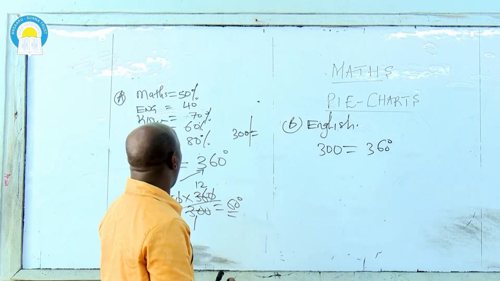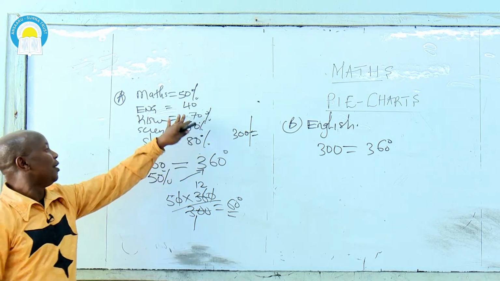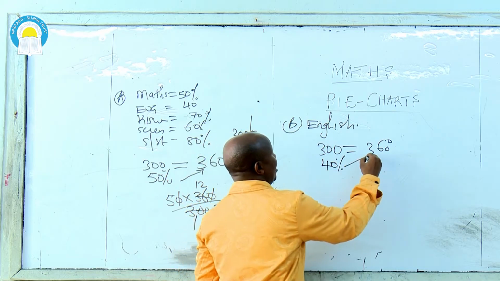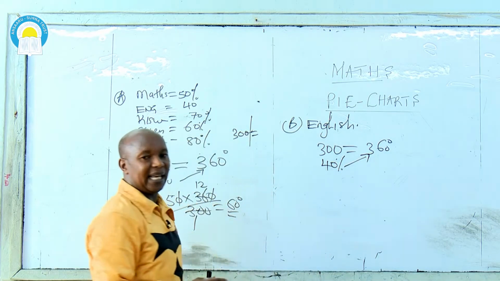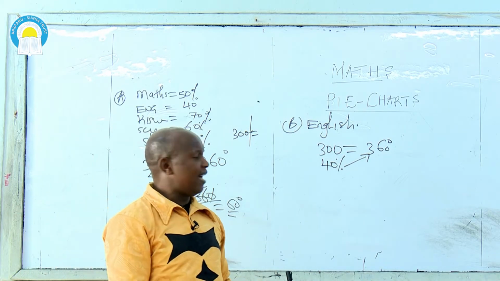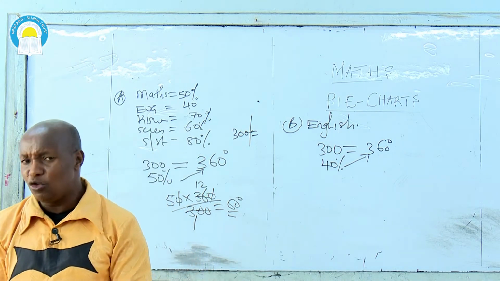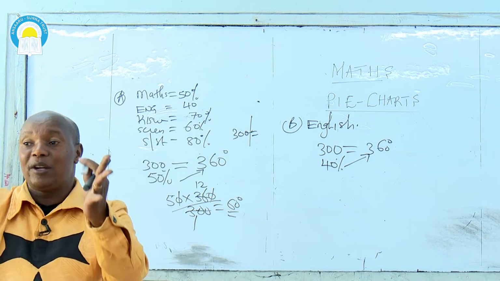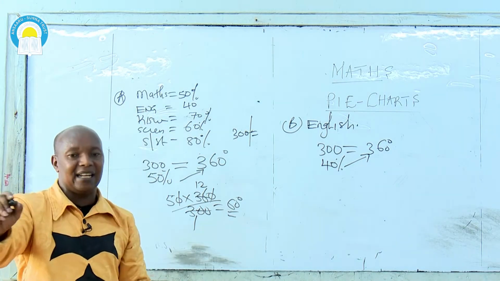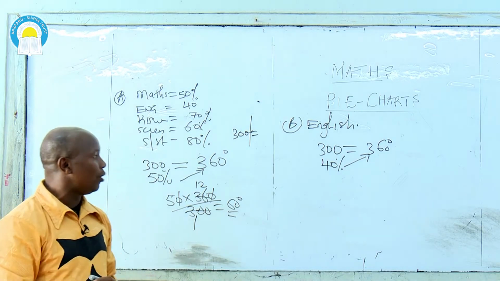Then again, what about the marks obtained in English? What about 40? It will be how many degrees? And again, you just cross multiply, and you'll never have any problem in this. I believe when you follow my lesson keenly, you are understanding something. You are not just seated there at home watching me for nothing. You should be writing something so that you understand, and the major points you indicate somewhere.